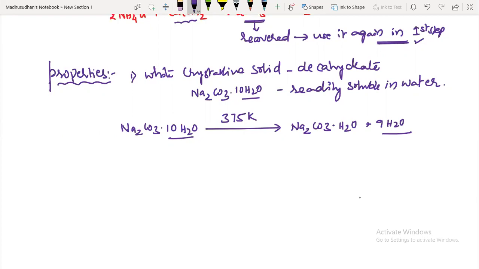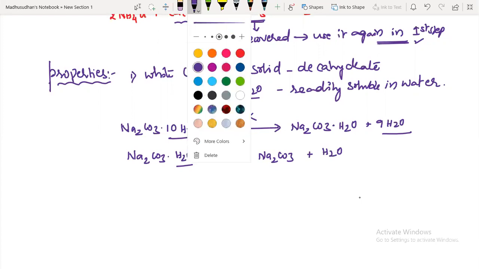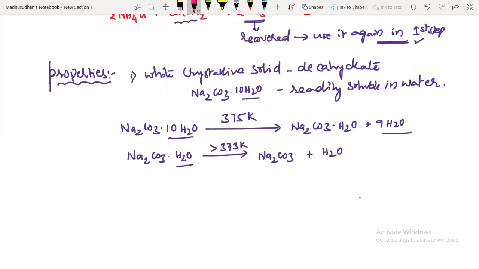On further heating, the sodium carbonate monohydrate, meaning 1 mole of water is present in it, loses that 1 mole of water as well, at greater than 373 kelvins. It converts to sodium carbonate alone. This sodium carbonate without water is called soda ash. All water is gone. This is soda ash, the anhydrous form of sodium carbonate.